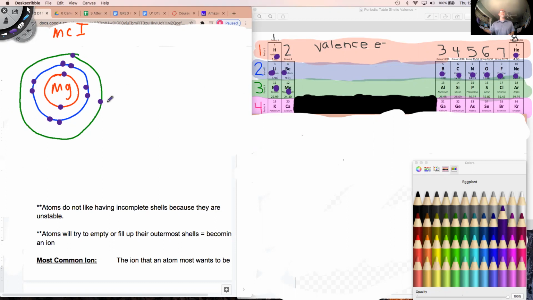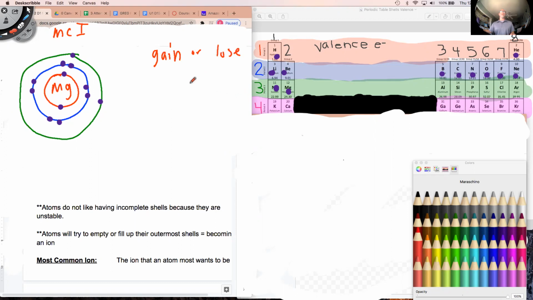So is magnesium stable? You know, magnesium, believe it or not, is not very stable. It's very reactive. And it's reactive because magnesium would prefer to have a full shell, right? So magnesium could either gain electrons or lose electrons.